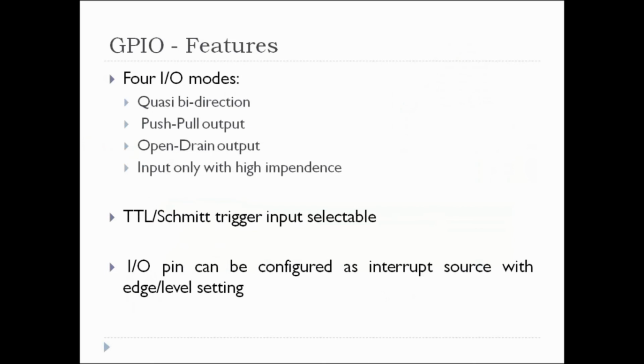The user has the option to select, and these are maskable interrupts. Again, if you want a GPIO based interrupt, you can unmask it. If you don't want the GPIO interrupt source, you can mask it.